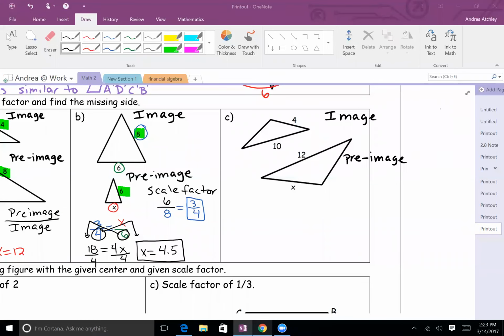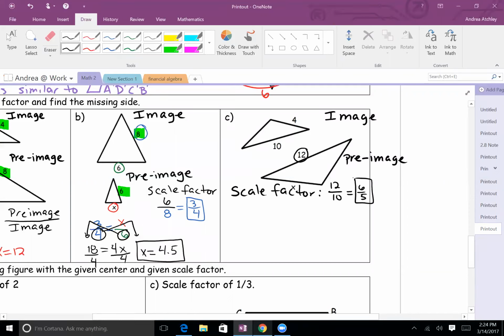Okay, so back up here, guys. We need to start by finding the scale factor. And remember, your scale factor is the pre-image, so we need the 12 over the image, which is 10. And so that should reduce to 6 over 5.